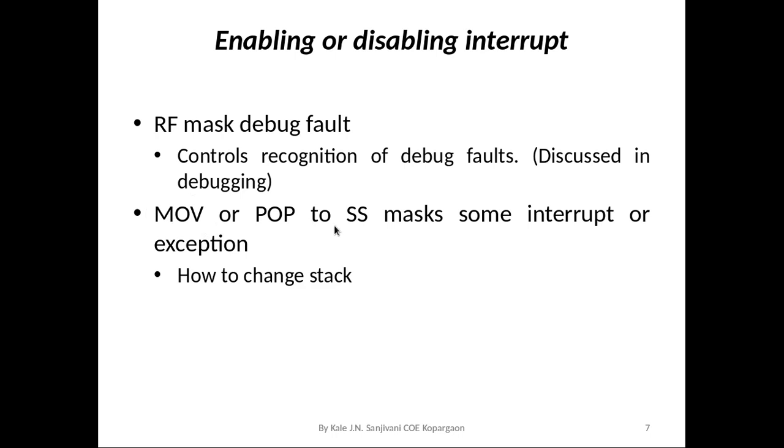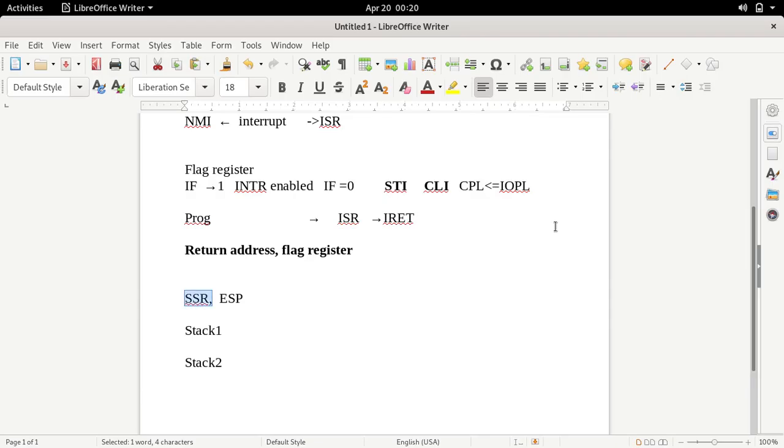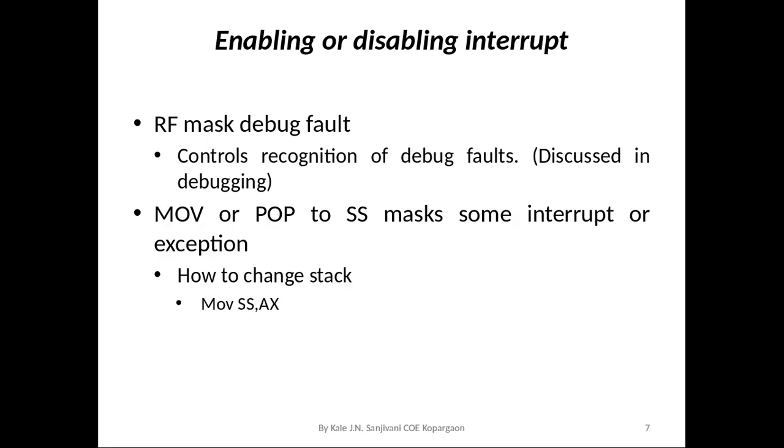Move or pop to SS masks some interrupts. Okay, so why is it required to mask some interrupts? Consider this example. We want to change the stack here. So first of all, you will change the content of SSR. You can use code somewhat like this. The first instruction will be a move. Here SS means SSR, the stack segment register. So you are trying to copy the content of the AX register into the SSR.